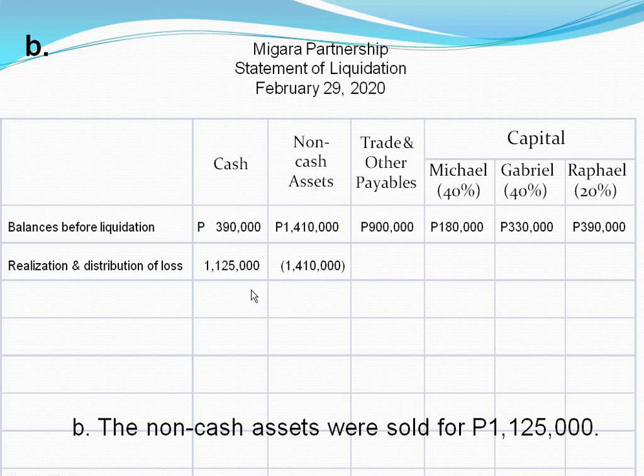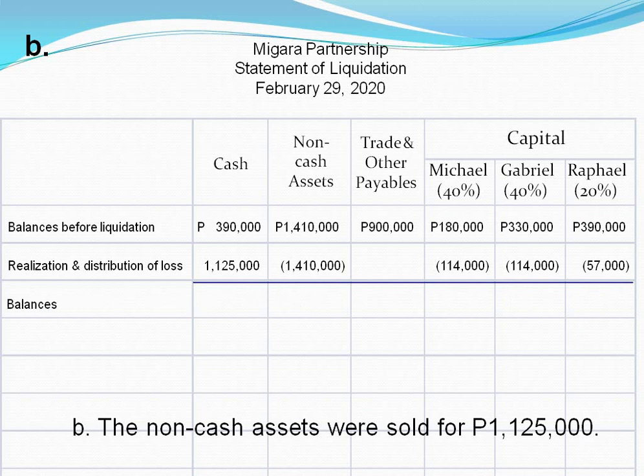So, 285,000 loss multiplied by 40%, the profit and loss ratio of Michael, equals 114,000. Open close parenthesis to emphasize decrease in the capital of Michael because the loss decreases the capital. For Gabriel, the same computation. For Rafael, 285,000 times 20% equals 57,000. Get the balance of each money column heading.